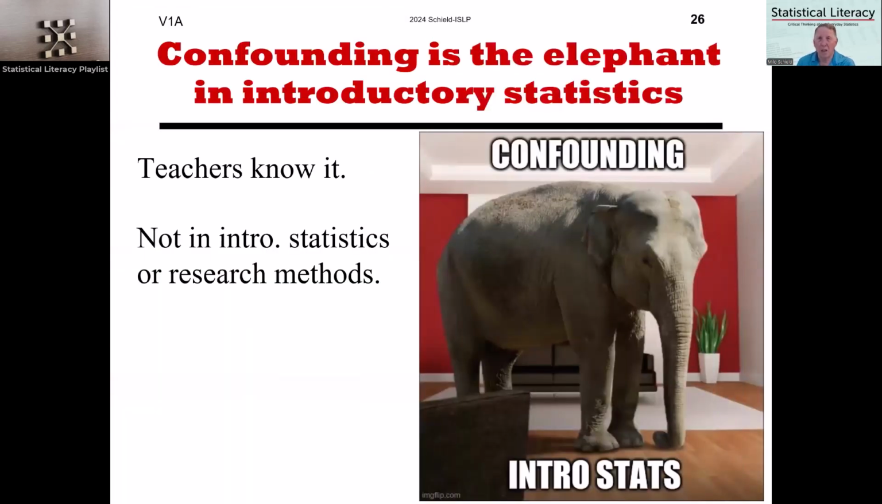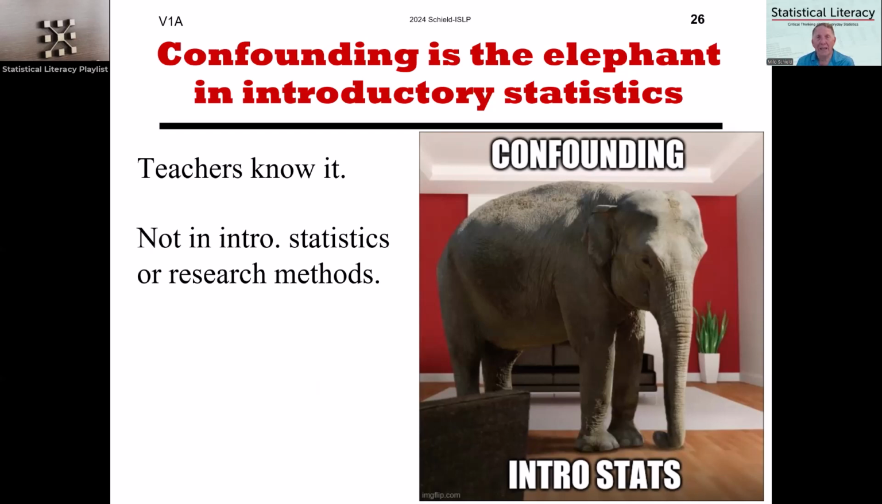Confounding. For me, confounding is the elephant in introductory statistics. And by elephant, I mean it's something huge, but we ignore it. We know it's there, but it's like we just go around it. We ignore it. As teachers, we know about confounding, but it's not in our statistics textbooks. I picked 100 textbooks off my shelves. 80 of them had no reference to confounding in the index or to any synonym.